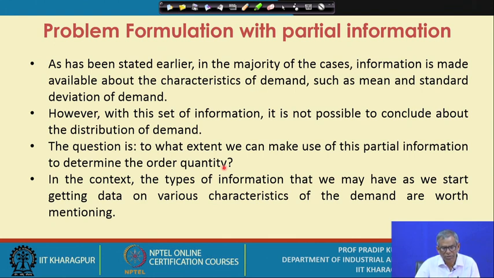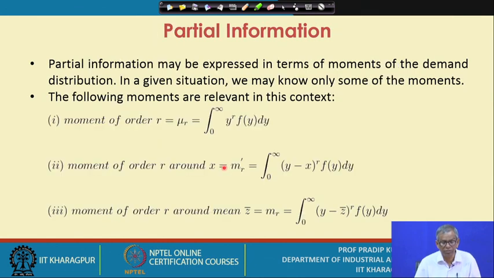So in this context, the types of information that we may have as we start getting data on various characteristics of the demand are worth mentioning. This is the point we are highlighting now. You are all aware of a concept called moments of the distribution, and this partial information may be expressed in terms of the moments of the demand distributions.